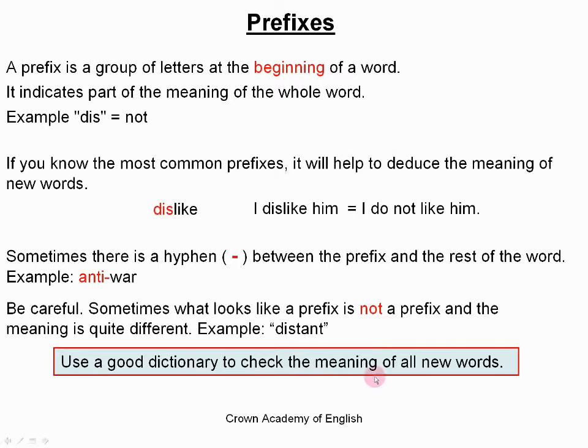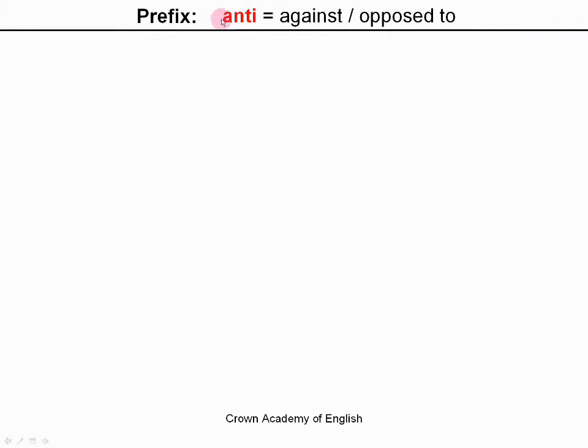Okay? So in this video, I will give you the most common prefixes and I will give you some examples. So the first one, anti. And this means against or opposed to. Example, antisocial means against being social. Okay, so against society, opposed to friends, for example.